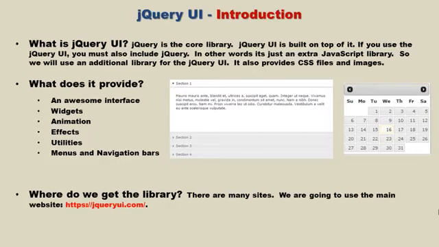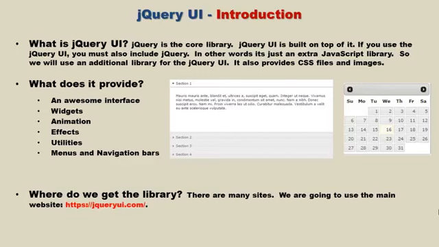Well, at a simple level, it allows you to make awesome interfaces. You can use widgets, effects, animation, utilities, different types of menu and navigation bars. And the main concept here is that you can use these almost like plugins. So that's what the jQuery UI is. It's just a large collection of plugins that you can plug into your website, and they're really good to go. That's the nice thing about them. Sometimes you can accomplish a very complex widget with just a few lines of code. And so it's very convenient to use the jQuery UI.